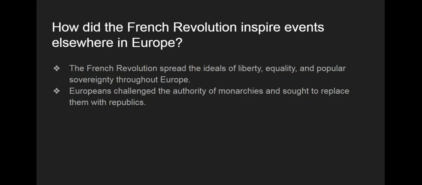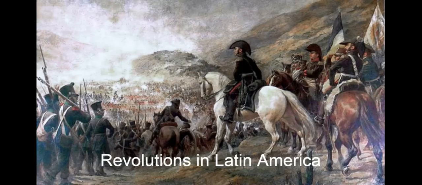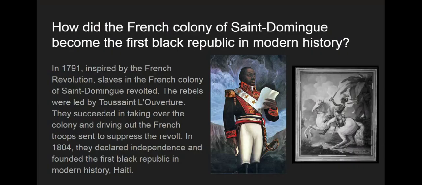Now, the next revolution that the French Revolution is actually going to go on to inspire is called the Haitian Revolution. You're going to learn about that in a moment. So, revolutions in Latin America. There was a French colony called Saint Dominique, and it ends up becoming the first Black republic. So, republic, remember, is democratic in modern history.